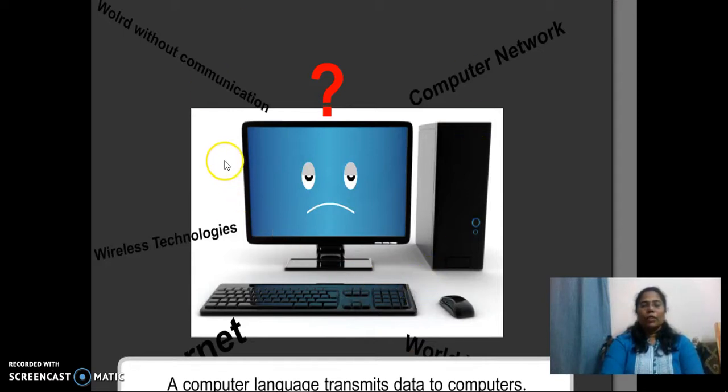If the world is without any communication, that is, if there is no network, no internet, and no wireless technology, just think of what happens to the communication. I am talking about the indirect communication. It becomes very difficult because we need a language and we need a network to transmit the data from one computer to another computer.